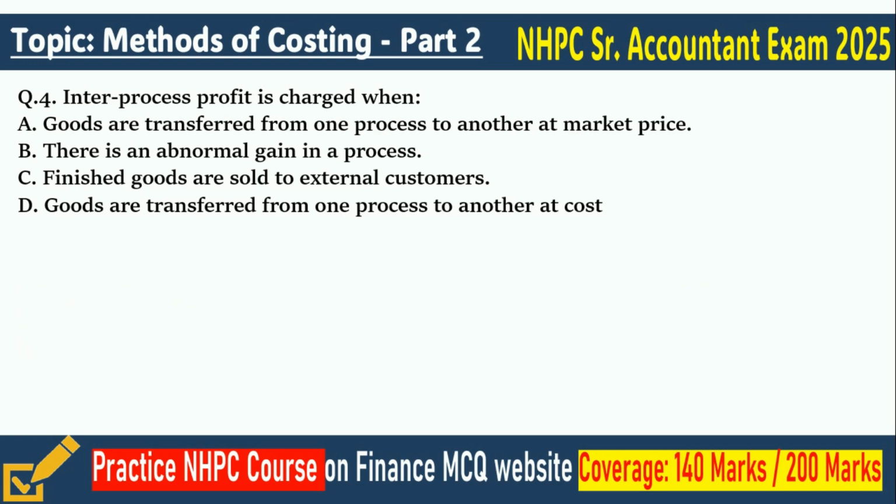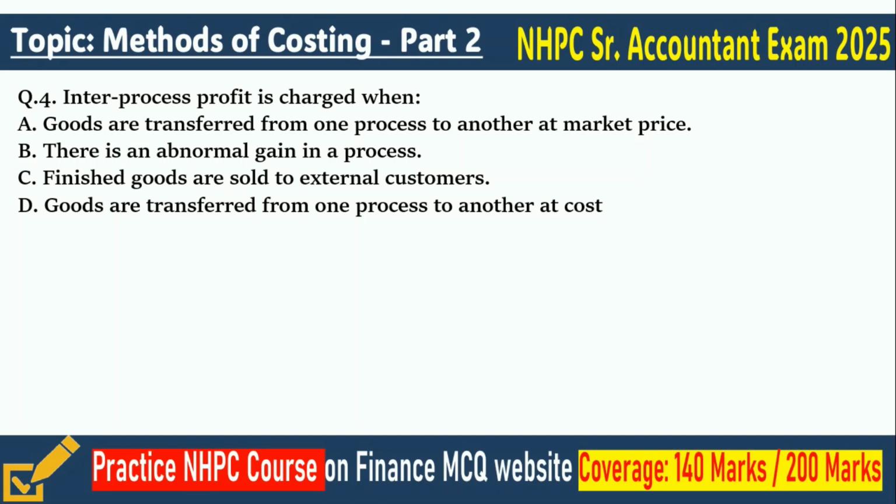Inter-process profit is charged when? Option A, goods are transferred from one process to another at market price. Option B, there is an abnormal gain in the process. Option C, finished goods are sold to external customers. Option D, goods are transferred from one process to another at cost. So, what should be the correct answer here, friends?